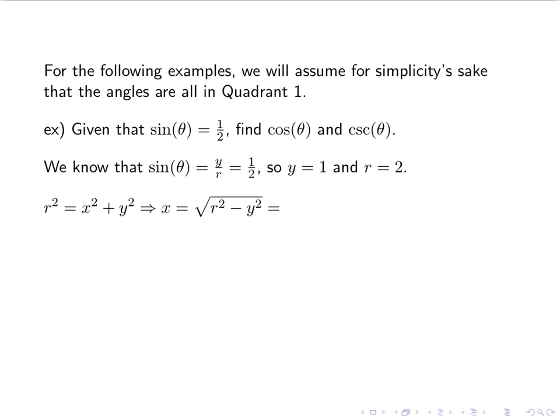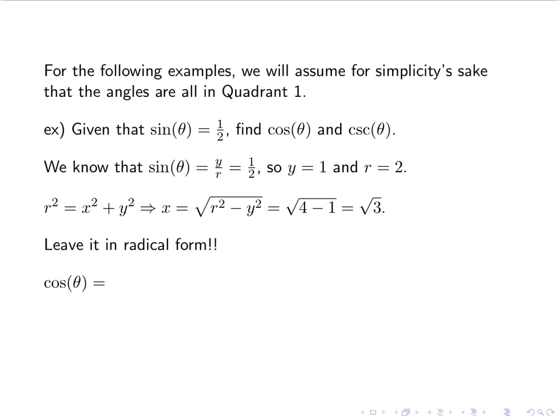So x, if I solve for it, is the square root of r squared minus y squared, which is the square root of 4 minus 1, which is the square root of 3. Again, I'm going to leave it as the square root of 3. I do not care what the decimal approximation is. Just leave it as root 3.